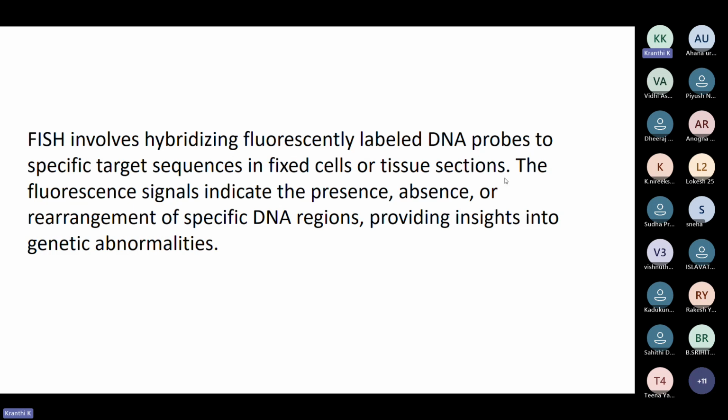FISH involves hybridizing fluorescently labeled DNA probes to specific target sequences in fixed cells or tissue sections. We are not extracting the DNA or RNA. So what is the sample required here? We don't need DNA, RNA, or complementary DNA; we are not going to extract the DNA. We need the cells or tissues or chromosomes. Then we add the fluorescent labeled DNA probes to the specific target sequences in fixed cells. The fluorescent signals indicate the presence, absence or rearrangement of specific DNA regions, providing insights into genetic abnormalities.